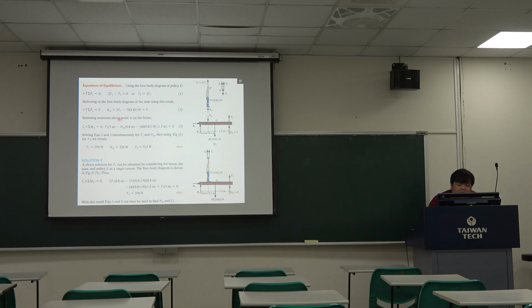Okay, and we focus on the man. And we can do the summation Fy equals 0. So the Nm plus the 2T1 and minus the man's weight is equal to 0. And then we can use this member and put a moment point at the point A. Then we do the summation of moments at A equals 0.